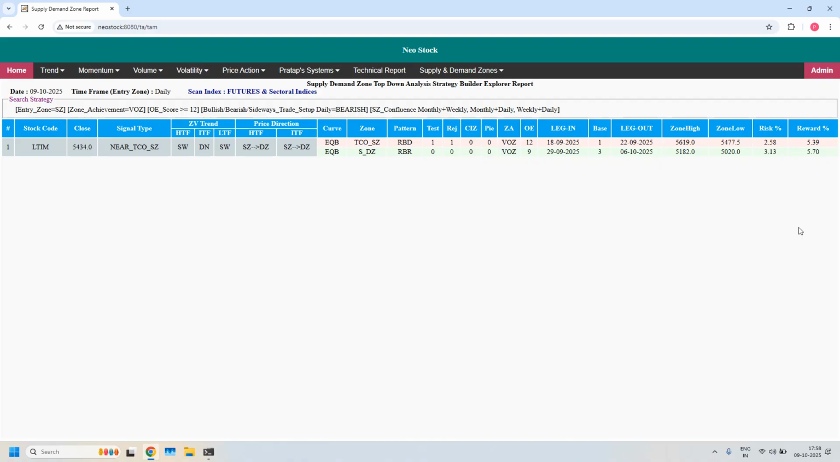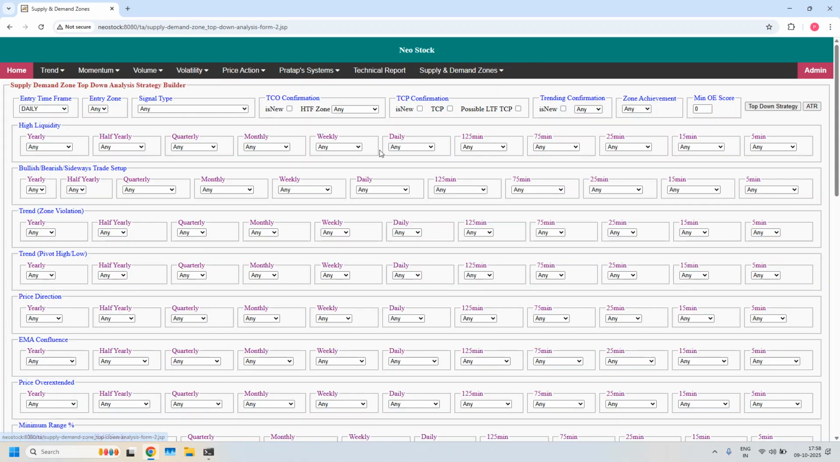Okay, this is the bullish trade setup and bearish trade setup for monthly income trade. So we have completed the monthly income trade reports. Next, I will generate weekly income trade reports.